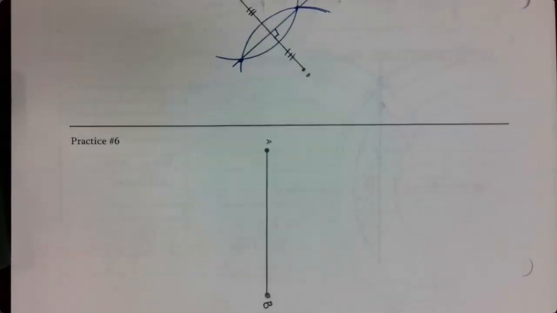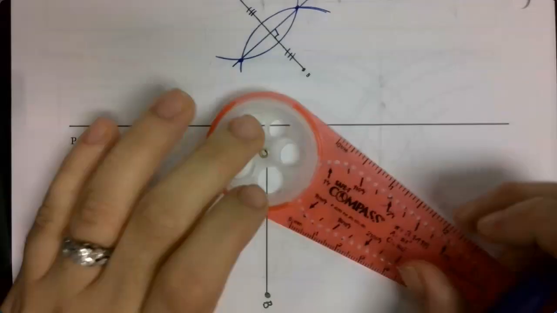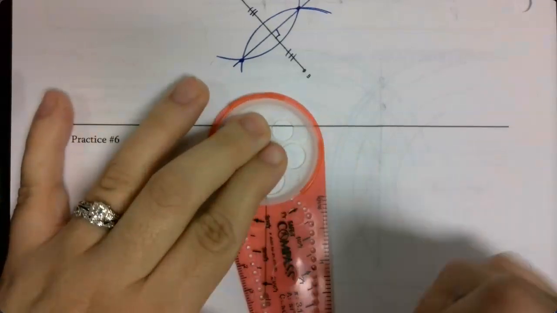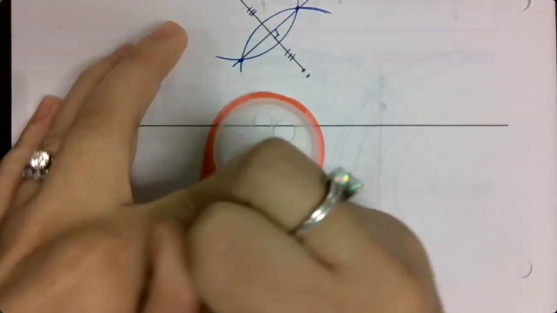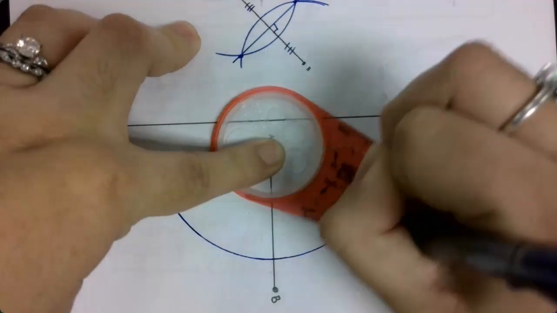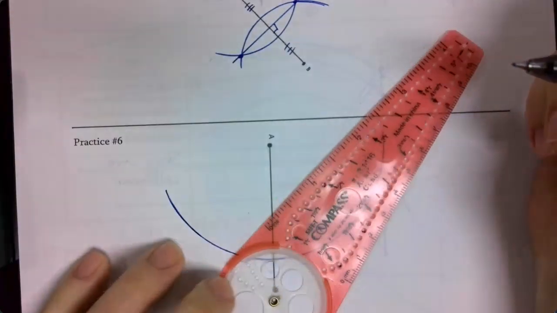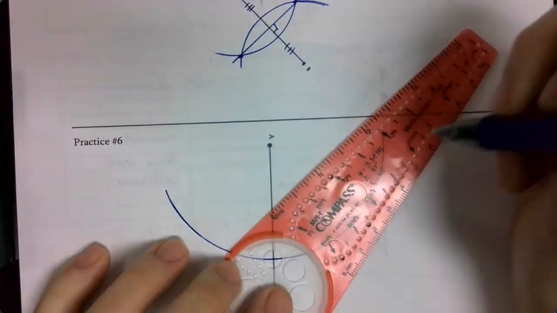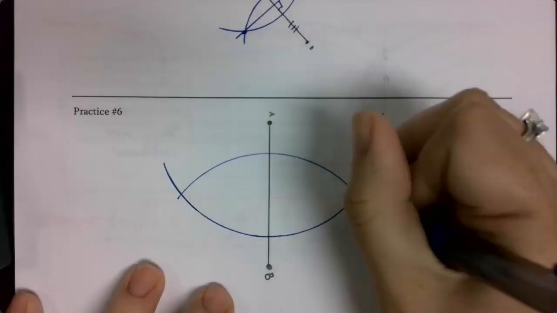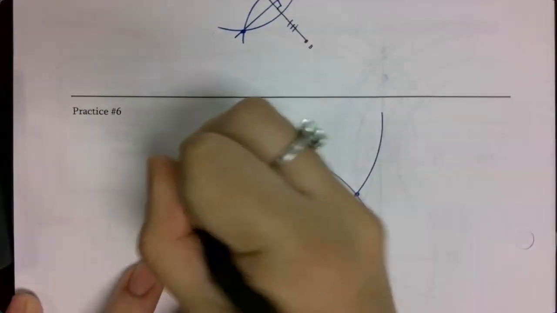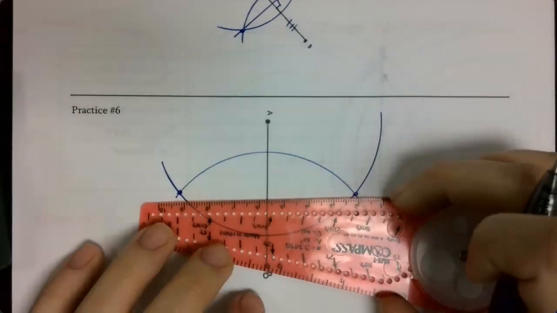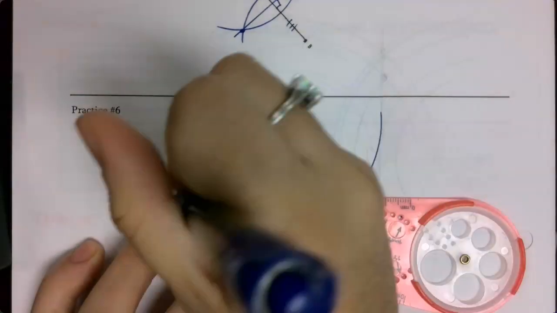Okay, and then same thing for number 6. So pick a point that's longer than your middle. And then make sure it crosses twice. Mark up both your points. And then connect the 2 points.